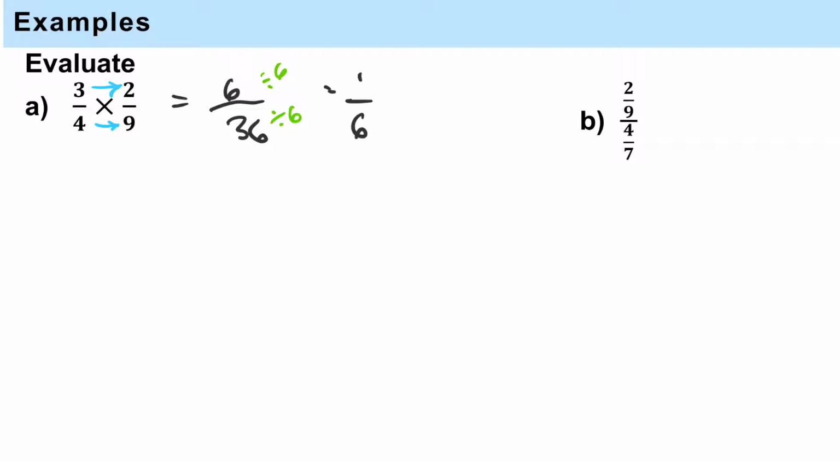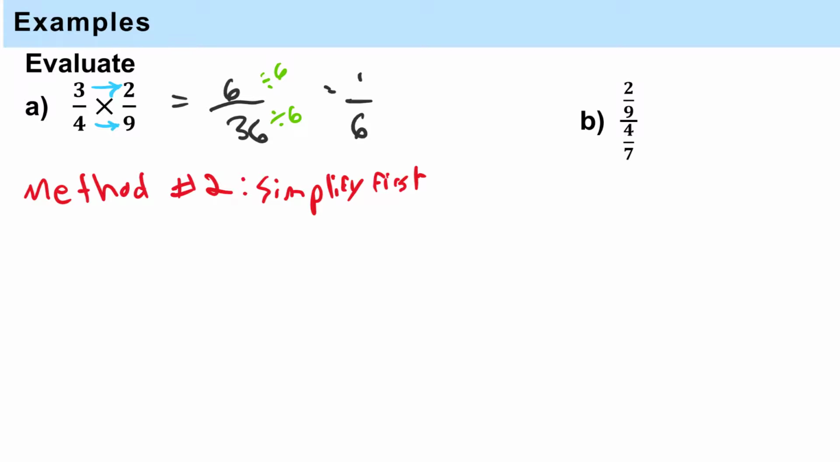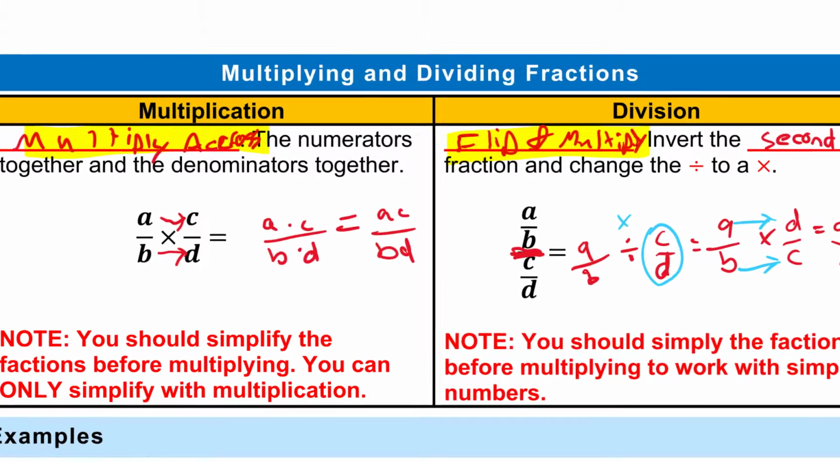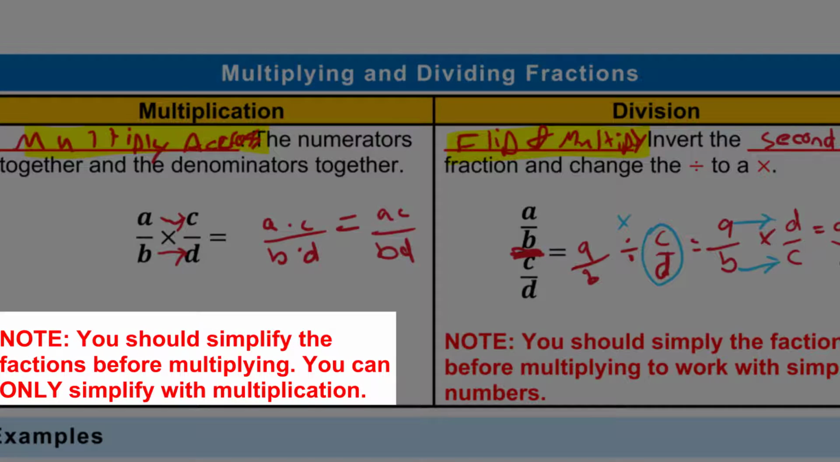Is there a smarter way to do this? The answer is yes. I'll write method number 2: simplify first. And you'll see what I mean here. Above I wrote, for the multiplication and division, in the note, that you should simplify the fractions before multiplying. You can only simplify with multiplication of fractions. So when we multiply fractions, we can simplify before.